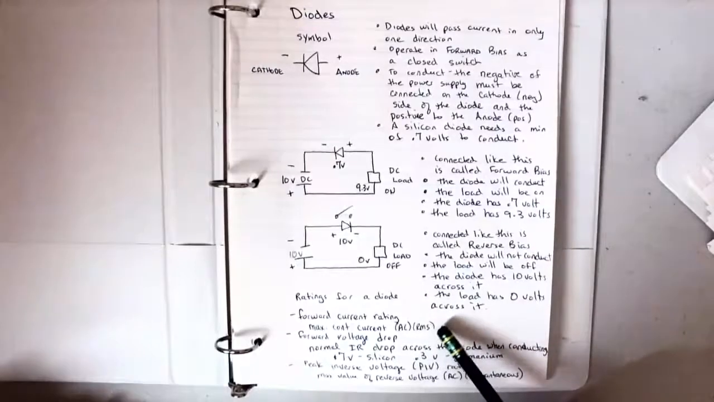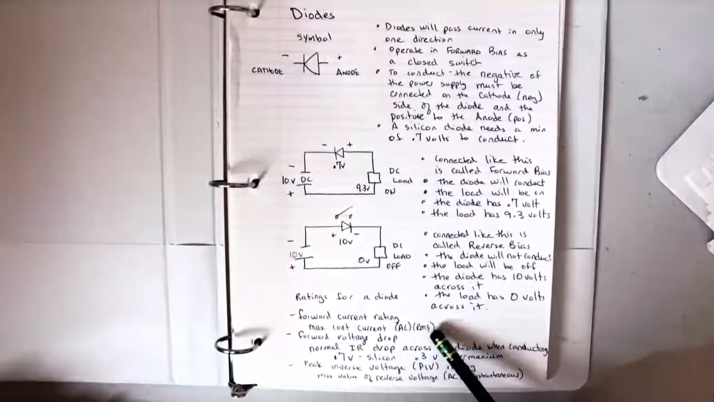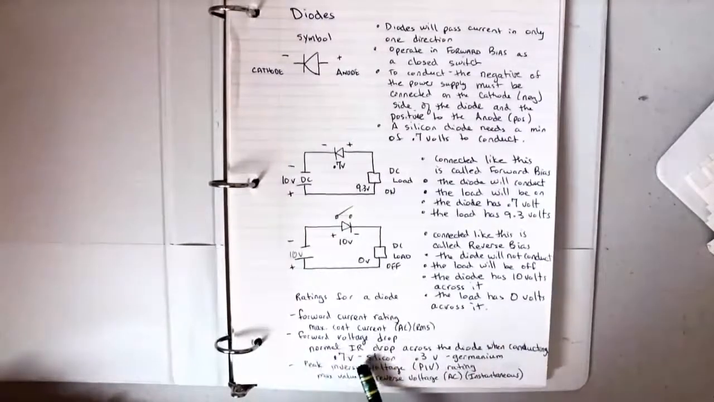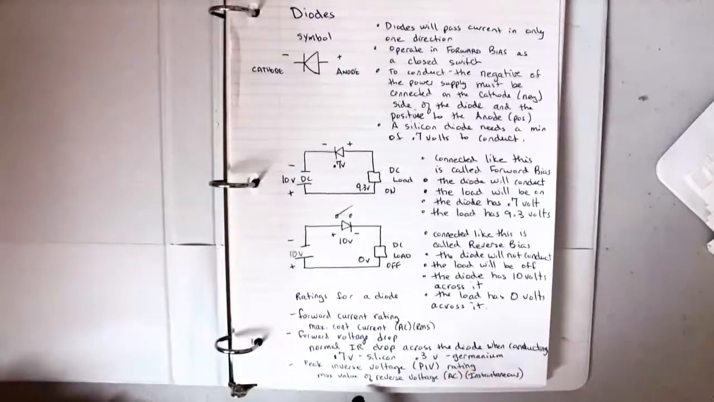RMS, we talked a little bit about that, and that's what your normal multimeter will read on a given circuit. So it's root mean square. Now the forward voltage drop, that's your normal voltage drop, and I mentioned that it's 0.7 for silicon, 0.3 for germanium. And the last thing is peak inverse voltage, or what we call the PIV rating.